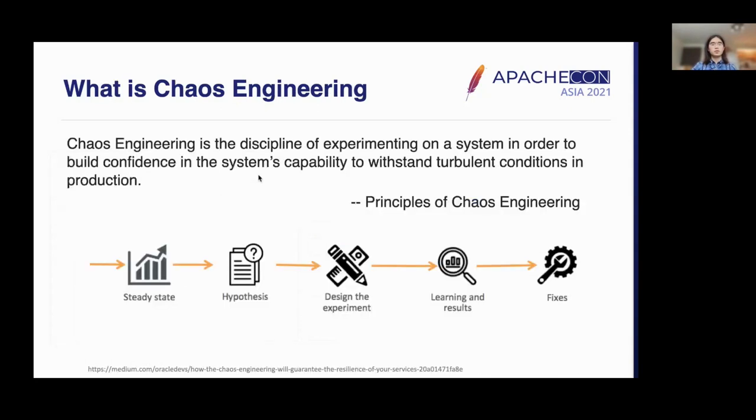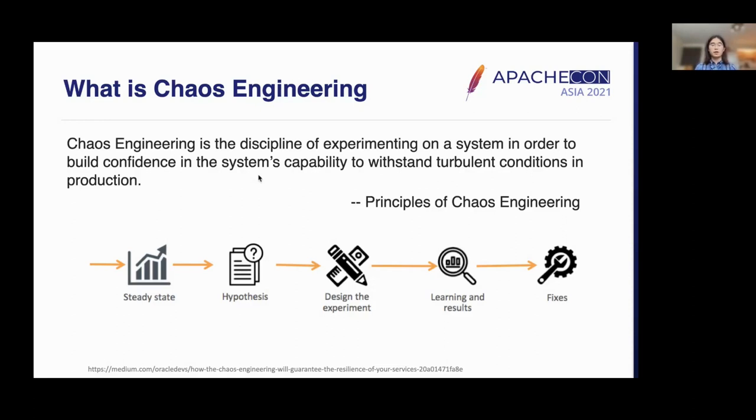Then what is Chaos Engineering? The Principles of Chaos Engineering is kind of like the Bible in this area. It says Chaos Engineering is a discipline of experimenting on a system in order to build confidence in the system's capability to withstand turbulent conditions in production. Or I could say Chaos Engineering helps us find vulnerabilities in the system in advance, before the user actually meets them. For example, we could try to test the system with some network problems, or a random pod going down, something like that.